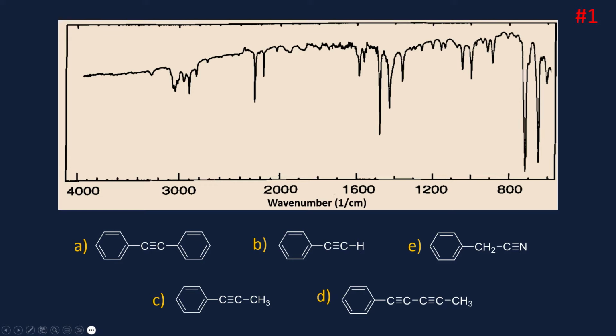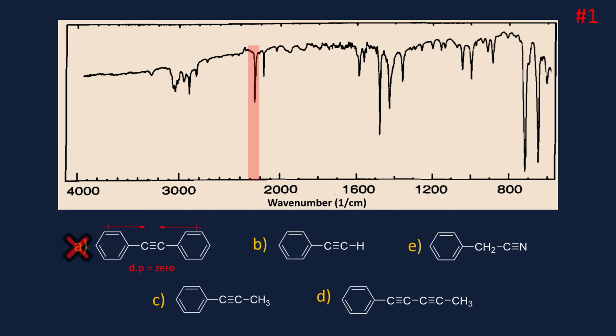Here we have 5 molecules, 4 alkynes and 1 cyanide, and above there is an IR spectrum of one of these molecules. So let's analyze the spectrum. We could look for the sharp bands of alkyne and cyanide at the triple bond region, and it really does exist. So we could eliminate choice A because it has a symmetric alkyne, so its dipole moment is equal to 0, so its band should not exist.